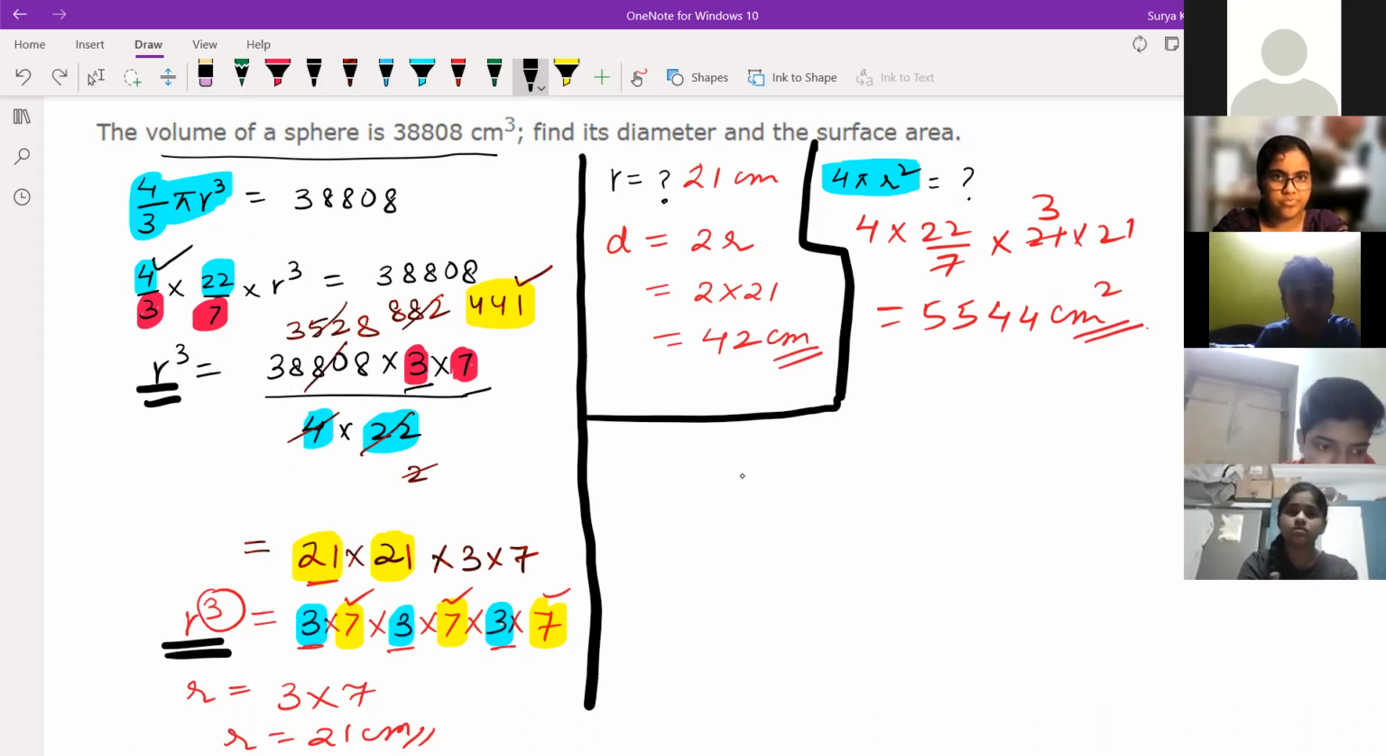Now we have started cancelling, and after cancelling we are getting here 441 into 3 into 7. So 441 can be again written as 21 into 21 into 3 into 7. Again, 21 can be written as 3 into 7, 3 into 7, 3 into 7. So we got 21. It's clear now?